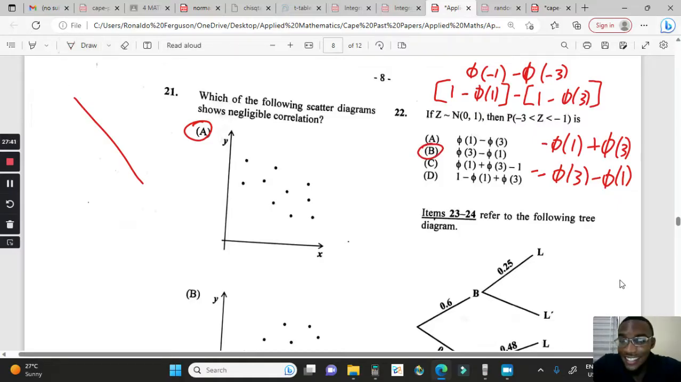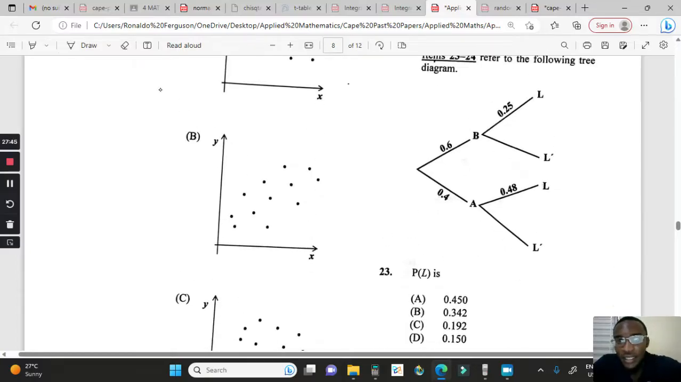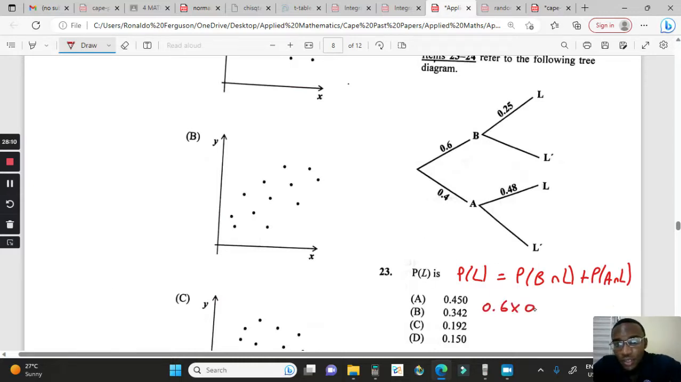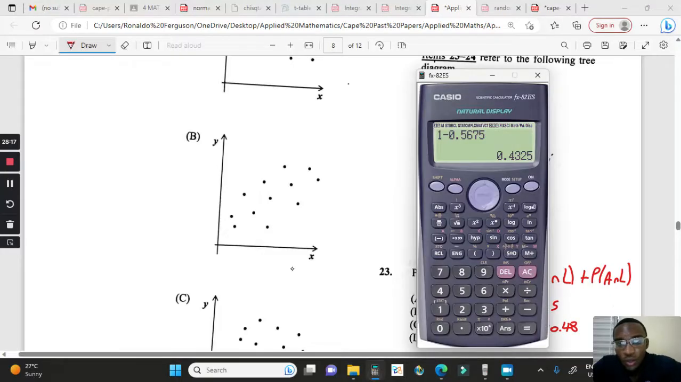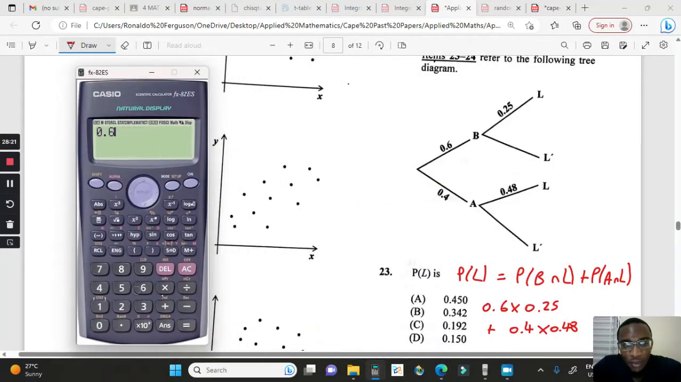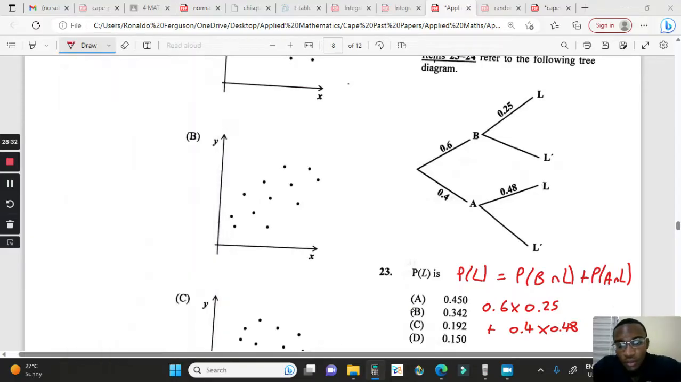Cannot get any easier. Number 23, the probability of L. To find the probability of L, notice it can be the probability of B intersect L, plus the probability of A intersect L. That gives you the probability of L. So it is just going to be 0.6 times 0.25 plus 0.4 times 0.48. We bring out our calculator and put it in, which is 0.342, option B.